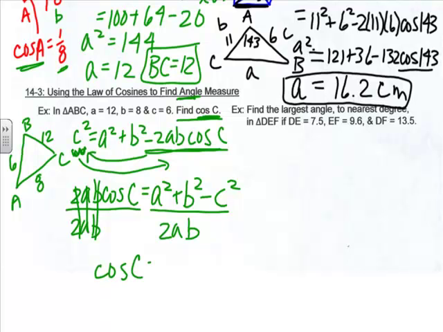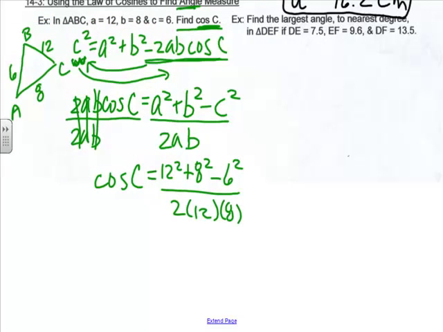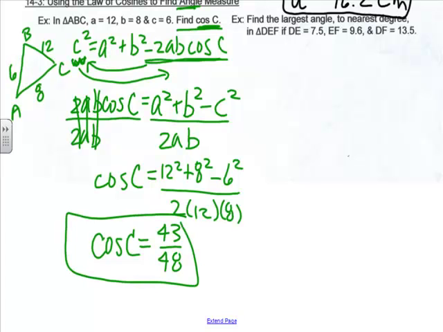So just plugging in, I have the cosine of C is equal to 12 squared plus the side across from the B is 8 squared minus across from the C is 6 squared, all divided by 2 times A, which is 12, times B, which is 8. And now it's really just pushing the right buttons on your calculator. In this case I would do that and then hit math, enter, enter, and out comes 43 over 48. Same equation, just solving it in a different direction.